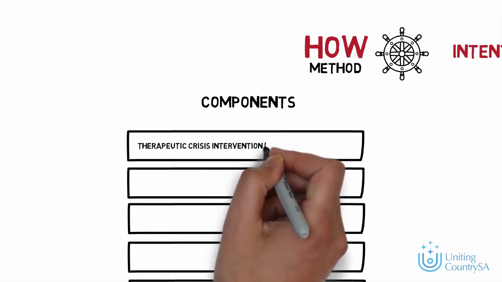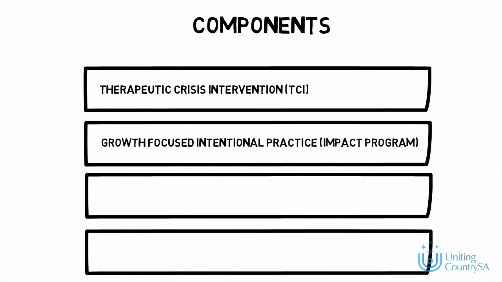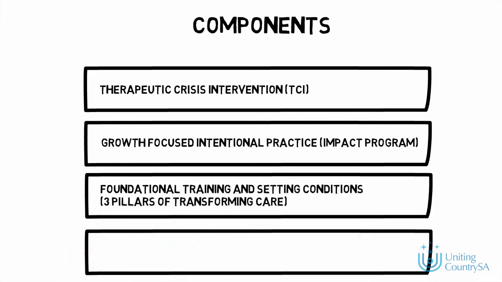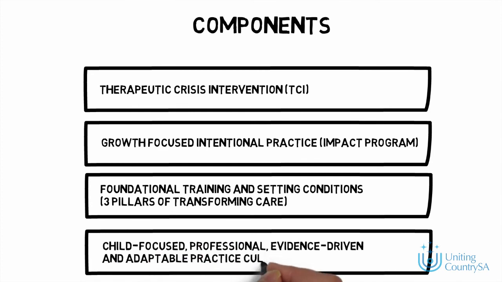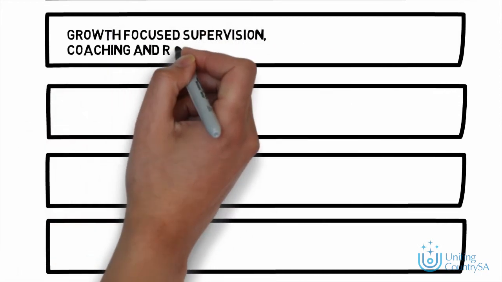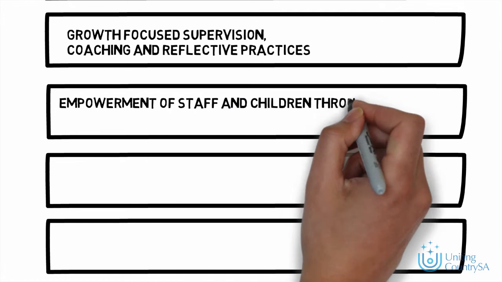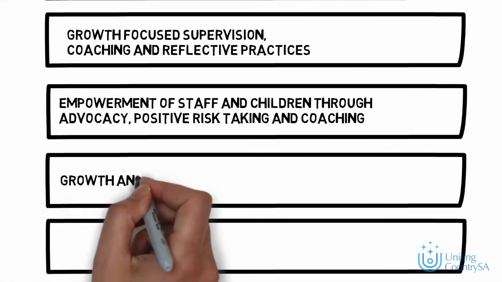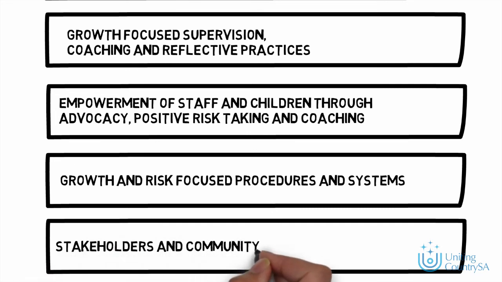They include therapeutic crisis intervention, growth-focused intentional practice, foundational training and setting conditions, or 3 pillars of transforming care, child-focused, professional, and evidence-driven and adaptable practice culture, growth-focused supervision, coaching, and reflective practices, empowerment of staff and children through advocacy, positive risk-taking, and coaching, growth and risk-focused procedures and systems, stakeholders and community as partners in shared intent.